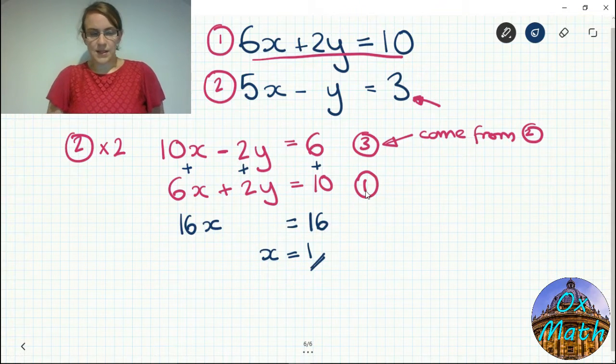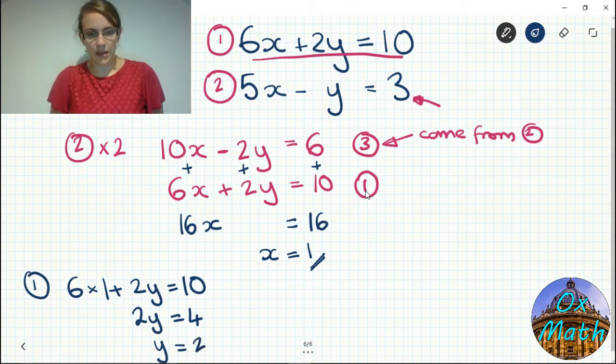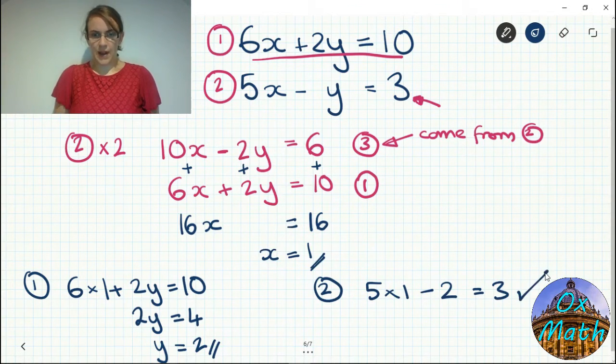The rest of the process is the same as before then. I'm going to use equation 1 to put x back in. So 6 times x, which is 1, plus 2y equals 10. So 6 times 1 is 6. I'll take that away. So 2y is 4, which means that y equals 2. We then just need to check that back in equation 2. So 5 times 1 minus y, which is 2. 5 minus 2 is 3, which is correct.